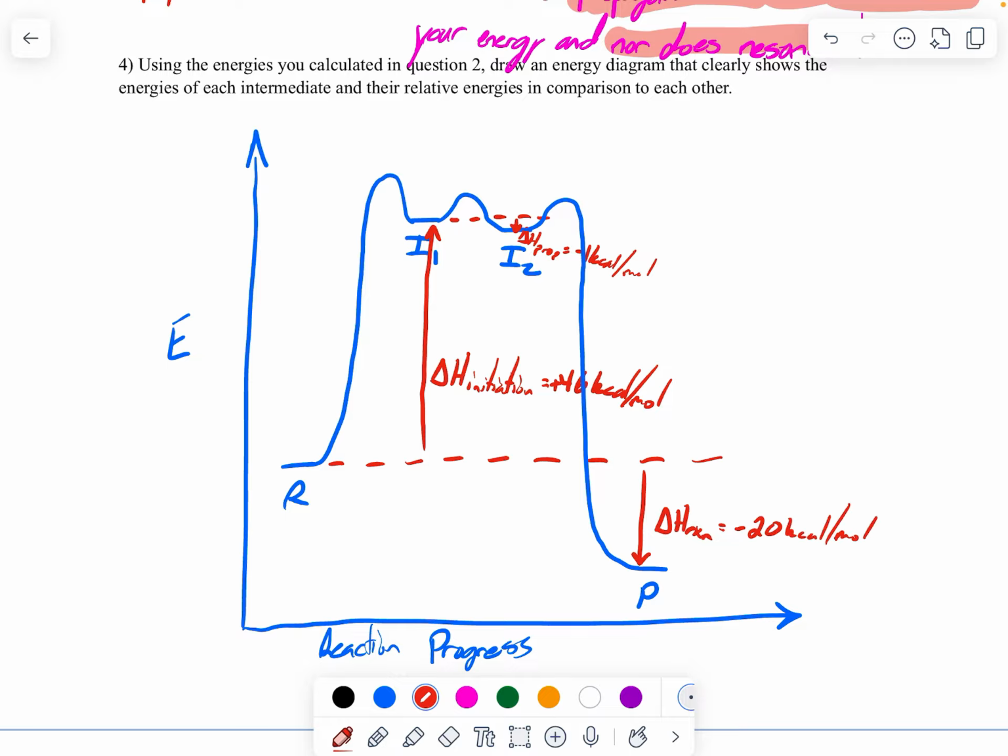And as a reminder, that's because we're relating it to that reactant energy, which is where that dotted line came from. We can also relate it to the energy of I2. Notice that we bring that dotted line all the way out here. We can draw this down and say this is our delta H of termination at negative 65 kilocalories per mole. So that's what the energy diagram should look like. Again, it doesn't matter how the tops of the peaks are compared to one another. It just matters where you put the rest of the energies on this diagram.